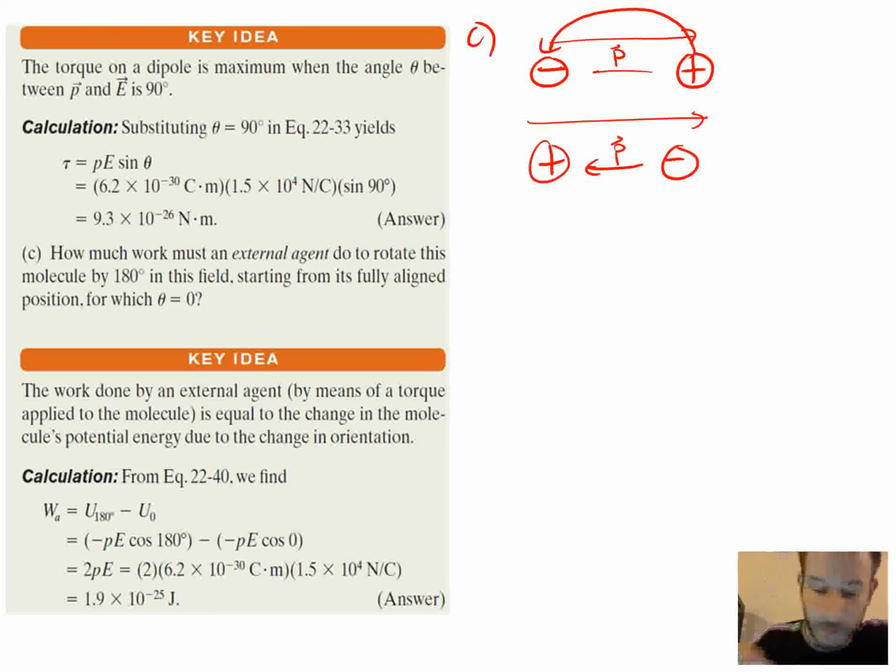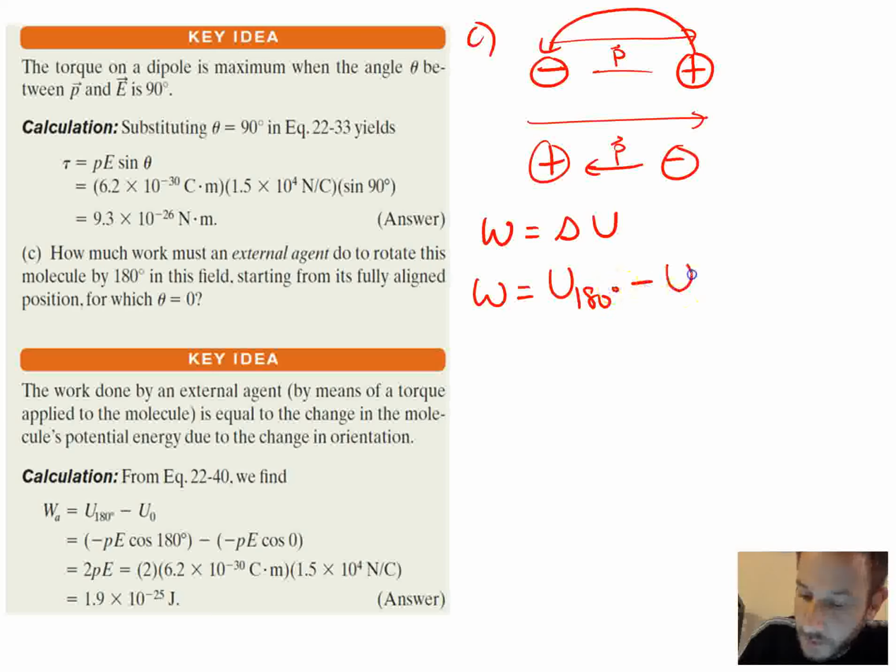Okay, so the work done by an external agent by means of a torque applied to the molecule is equal to the change in the molecule's potential energy due to the change in orientation. All right, so our work is just going to be equal to the change in U, or the change in potential energy, which is going to be equal to U of 180 degrees, because that's where we're going to end up, minus the potential energy at 0 degrees, because that's where we start.